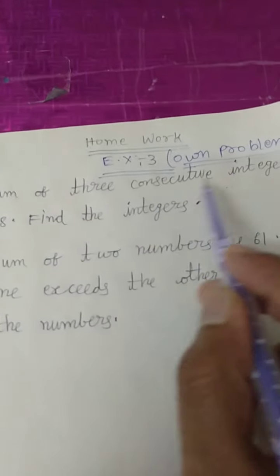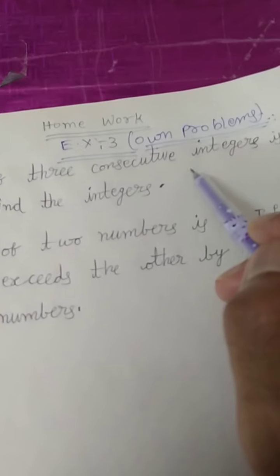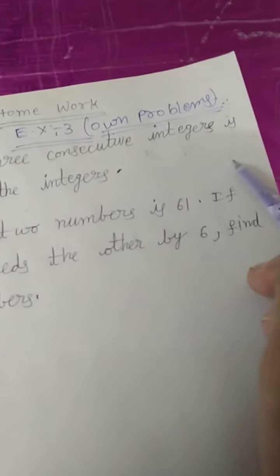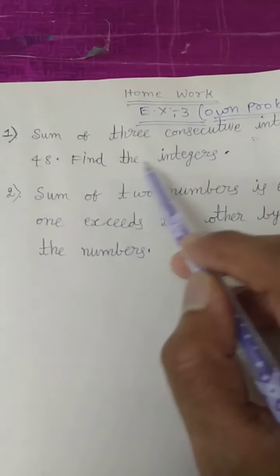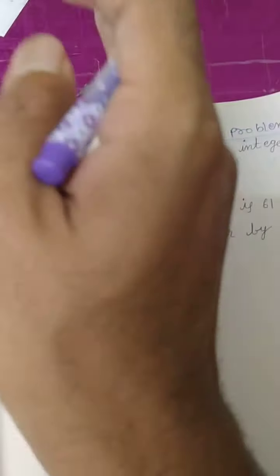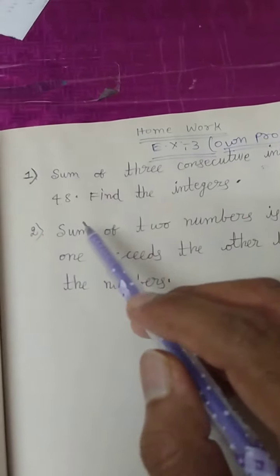So what are those 3 integers? Consecutive means, I think you have understood. One is x, another one is x plus 1, another one is x plus 2. Like that you have to mention. Next, find the integers. If you have not understood, go back and check the first or second problem, you can understand.